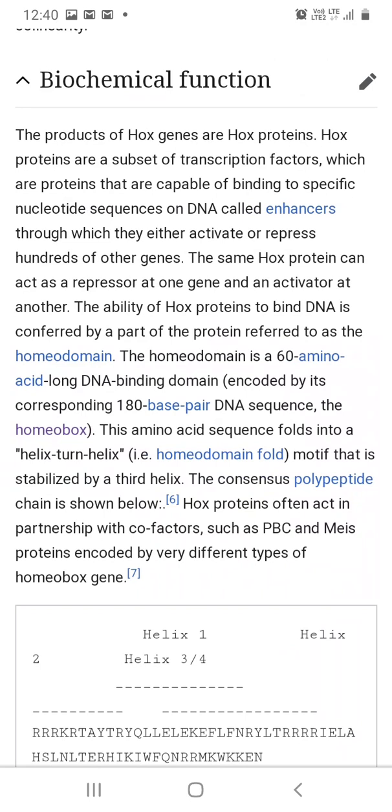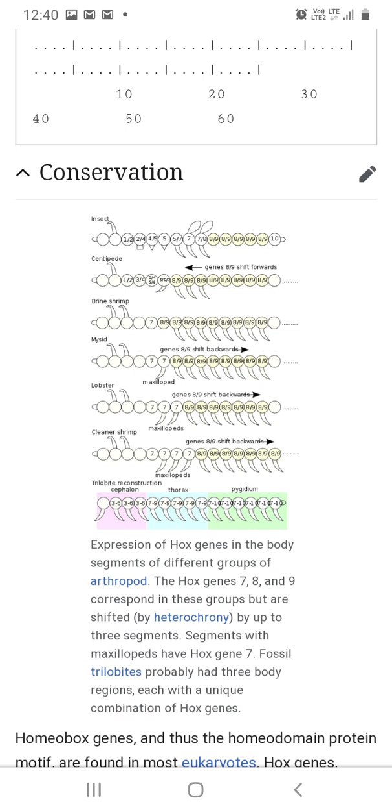The products of Hox genes are called Hox proteins, and Hox proteins are a subset of transcription factors, which are proteins capable of binding to specific nucleotide sequences on DNA called enhancers, through which they either activate or repress hundreds of genes. This is a diagram showing the conservation of the Hox gene in various arthropod animals.